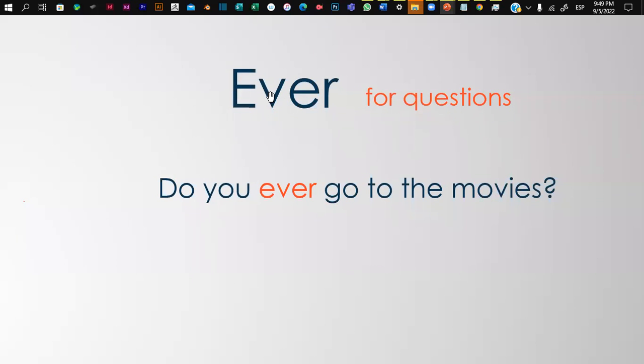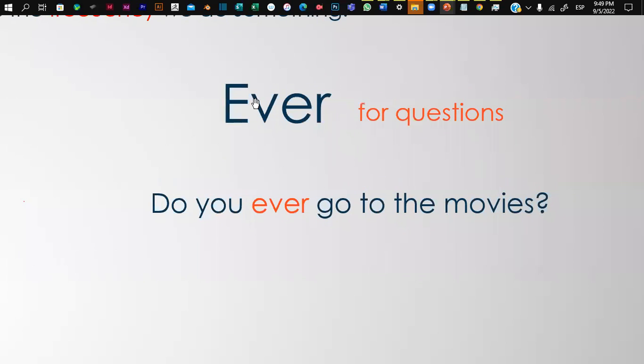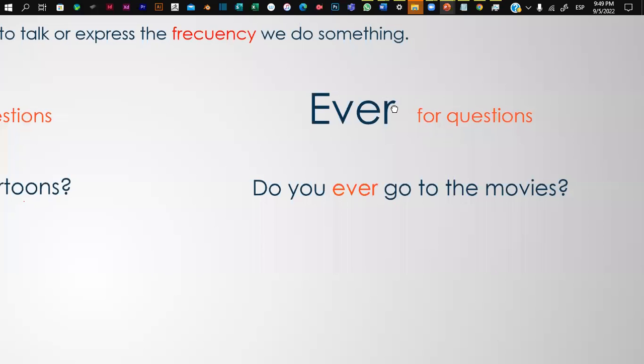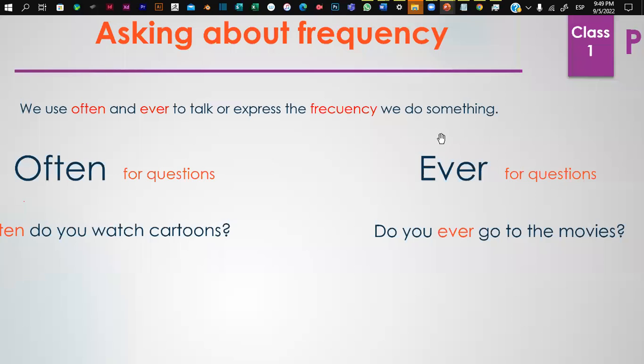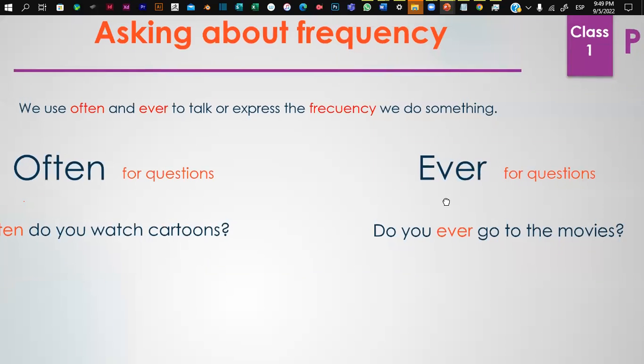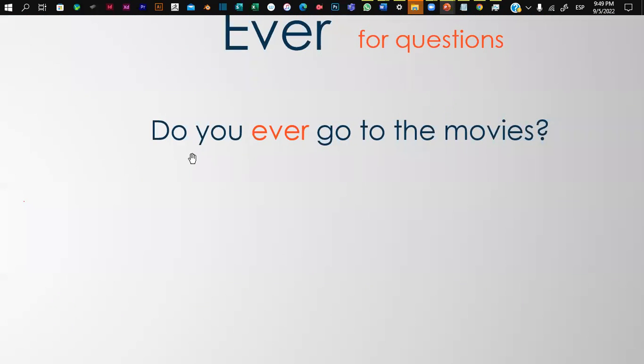What is the next word? Ever. We use it for questions. We can use both. Podemos usar las dos. We can use both, but that is about frequency. And the question is: Do you ever go to the movies? Yeah, I go to the movies. Twice a year, I guess. Twice a year. ¿Dos veces al año? Yes, twice a year.